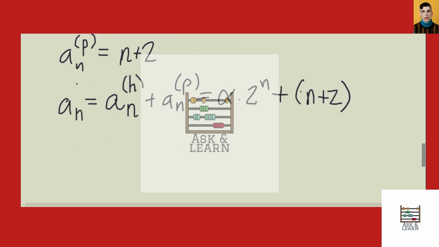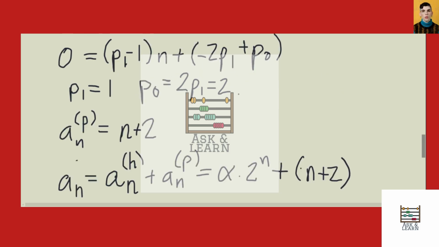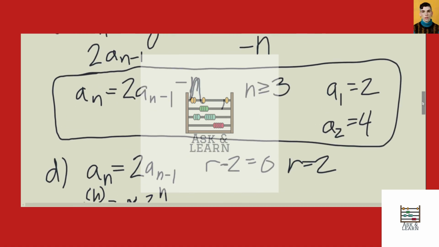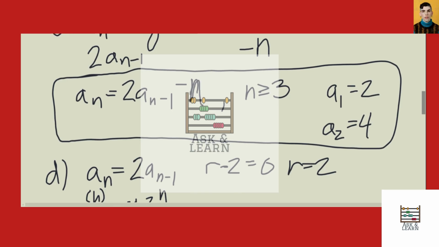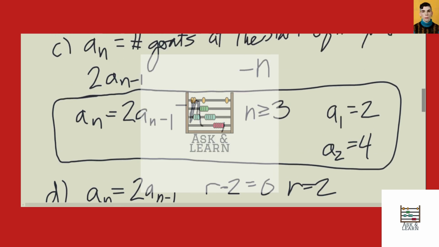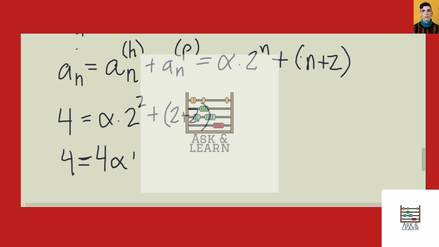And so, using our initial conditions, in particular, we'll only use the initial condition that a_2 equals 4, since this is the only condition that applies to the recurrence relation. We have that 4 is equal to alpha times 2 squared plus 2 plus 2. So we have that 4 is equal to 4 alpha plus 4, so that alpha is equal to 0.